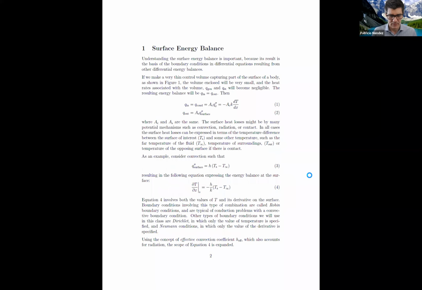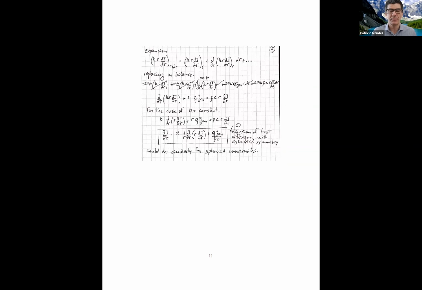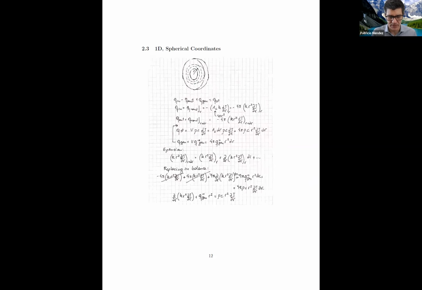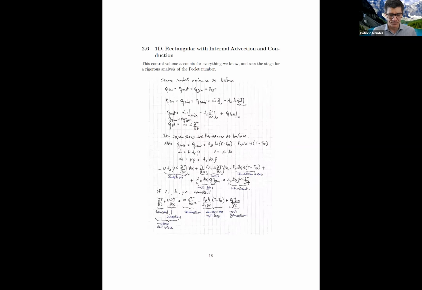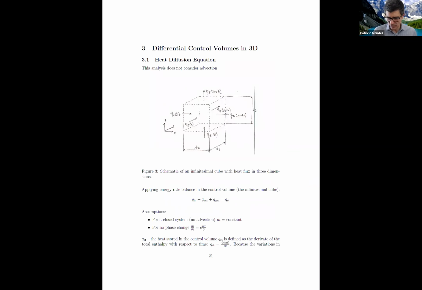All right. I have just updated the differential control volumes notes with a little bit of an introduction that is going to be useful. So if you have downloaded it, please check out the latest version that is more or less the same. I think it's a little bit better. So we did see all these things.